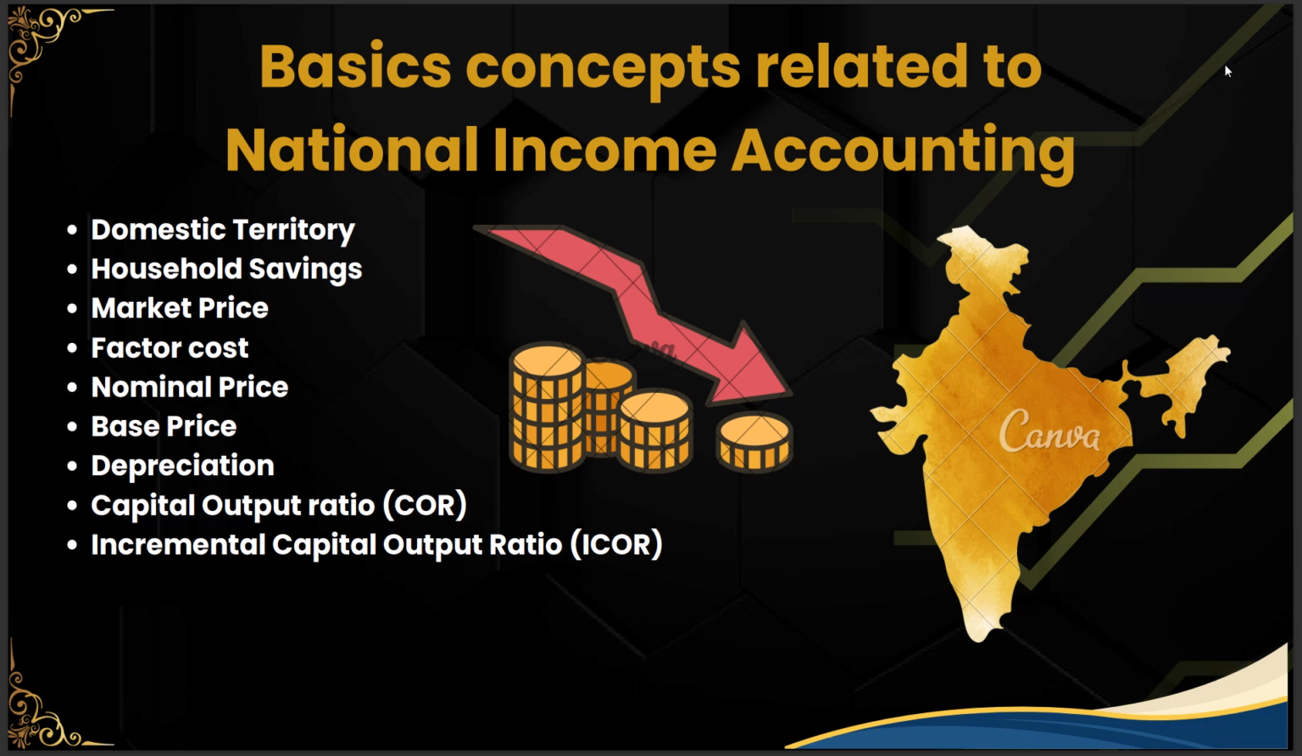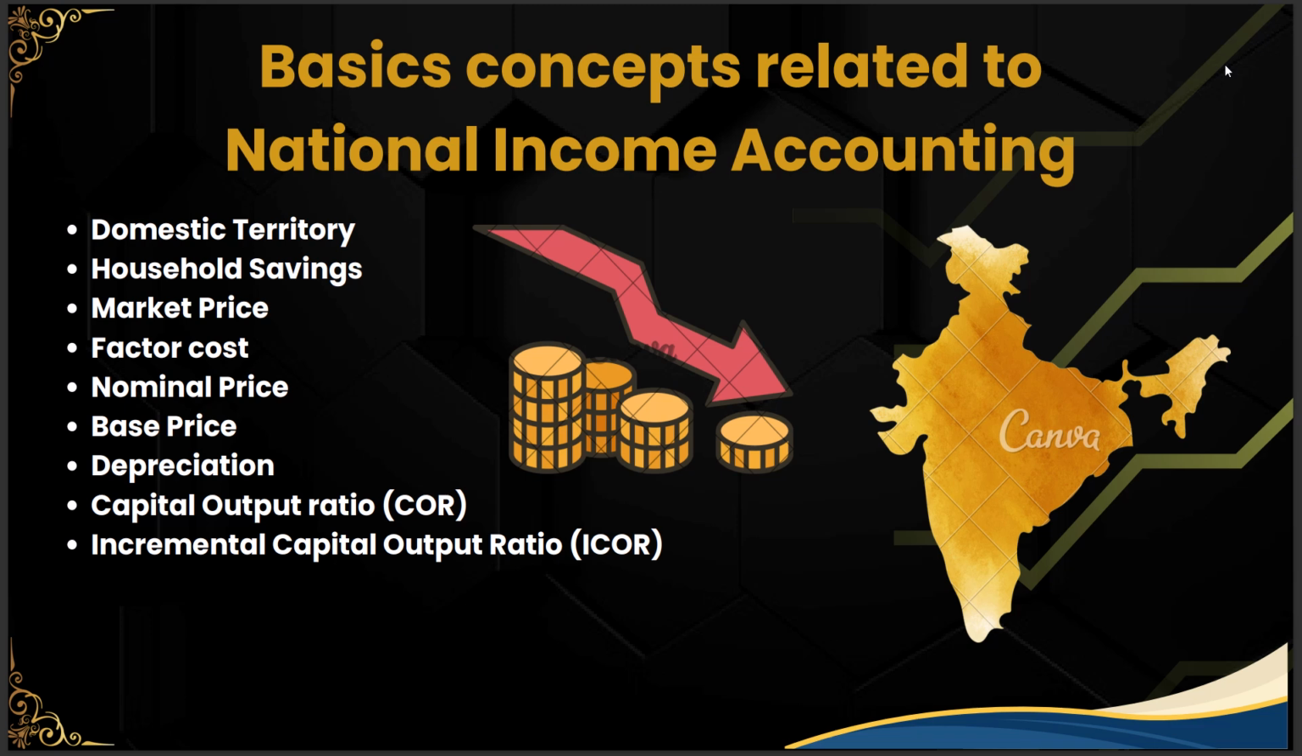This is something which we must note. In market price, indirect taxes are included, but in factor cost, indirect taxes are excluded. In market price, subsidies are not included, but in factor cost, subsidies are included. So the factor cost formula is nothing but market price minus indirect taxes plus subsidy.